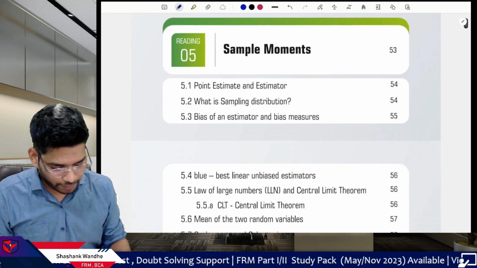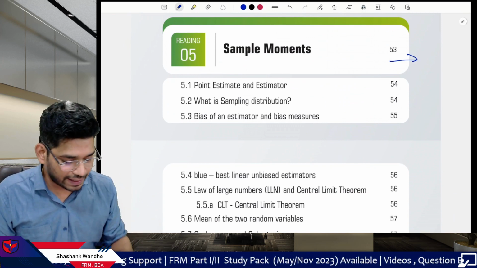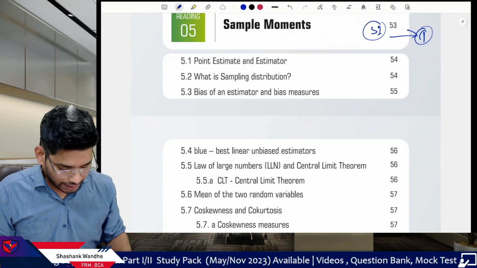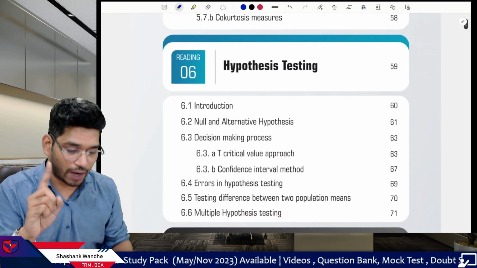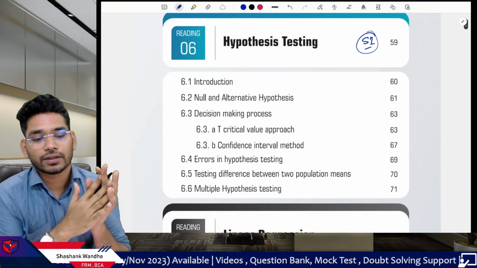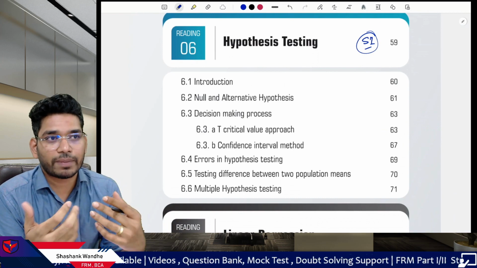Then we have the sample moments. Sample moments are mostly covered in the basic statistics area, and you can expect around 1 question. Again, this is part of section 1. And the last topic of section 1 is hypothesis testing, reading number 6. It is slightly difficult, difficult to understand, difficult to remember, and so on.